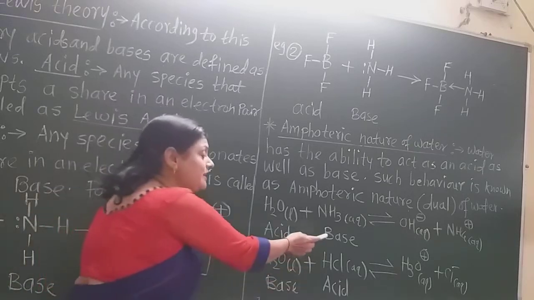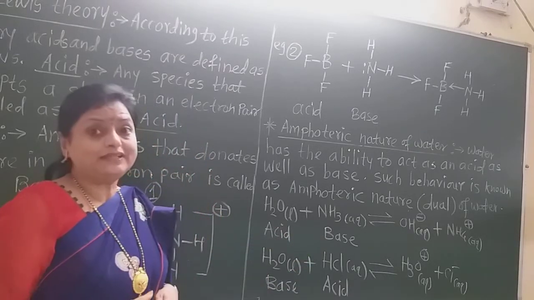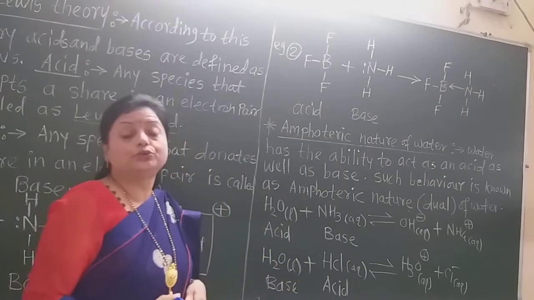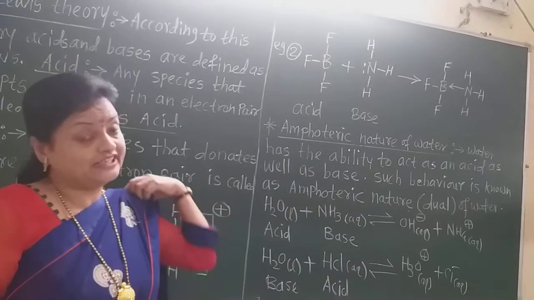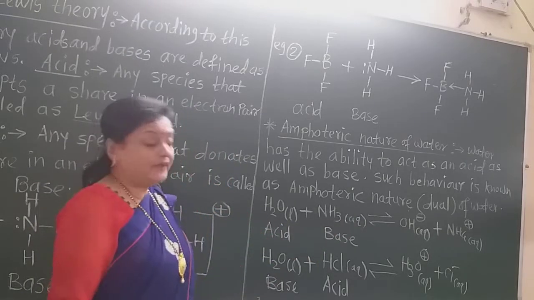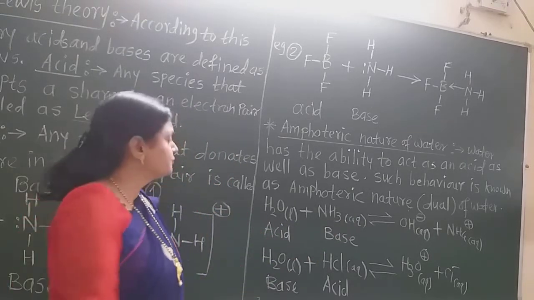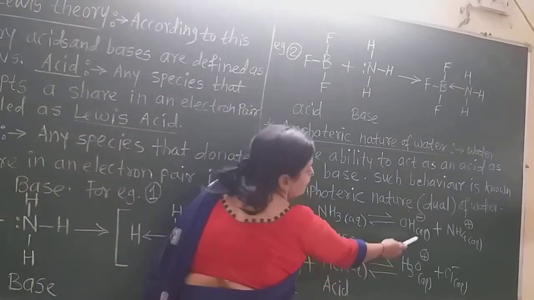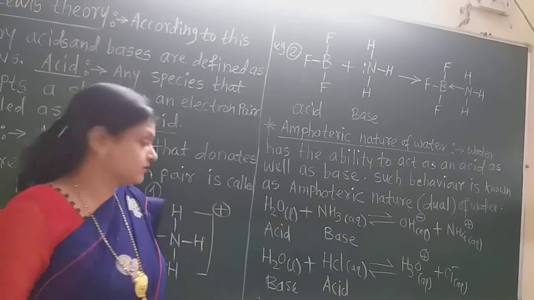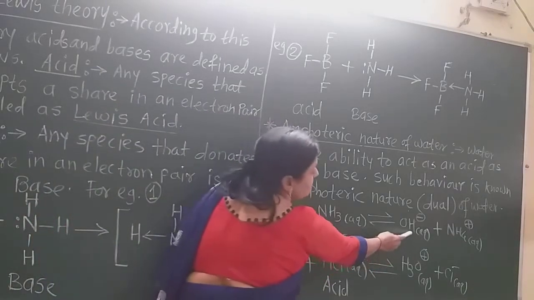And as ammonia, it accepts the H+ ion, so it acts as the base according to the Lowry-Bronsted theory here. So this water is acid and ammonia is base. And after donation of the H+ ion, this water forms this OH-, that is, this is the base one. Suppose this is the acid one, this is the base one.